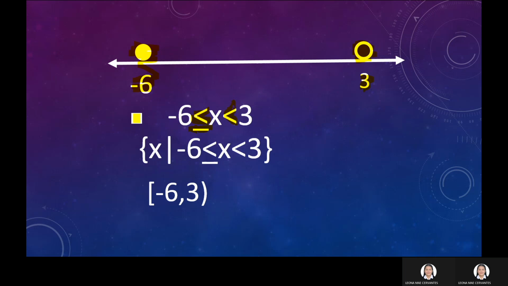Next, set builder notation, we have the set of all x such that negative 6 is less than or equal to x, and x is less than 3. Next, since negative 6 is shaded or included, we will use a square bracket. Next, positive 3 is not shaded or not included, so we will use parentheses.